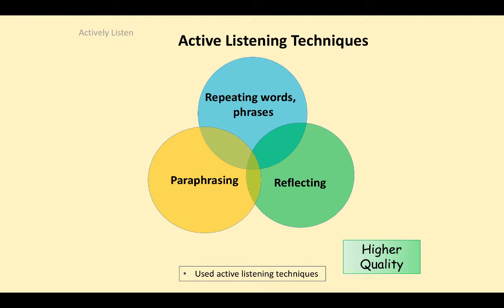They may use some active listening techniques. So these are things that you would look for. For example, repeating your words or phrases, or paraphrasing, taking your words and reformulating them into their own language. Not Japanese, I mean, but into their own statements. And reflecting, meaning that they repeat back exactly what you've said word for word.